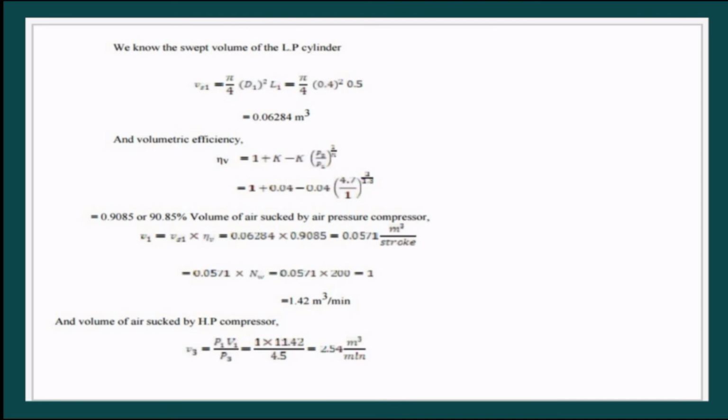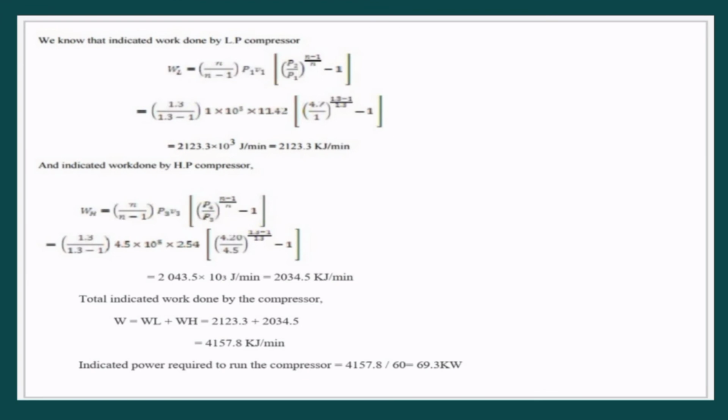And for the volume of air sucked by the high pressure compressor, V3 is equal to P1 V1 all over P3. Substitute the value: 1 times 11.42 over 4.5 is equal to 2.54 cubic meter per minute, the air sucked by the high pressure compressor.